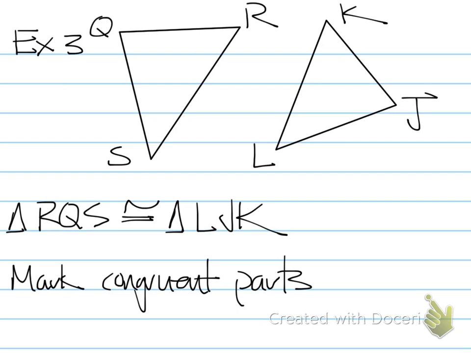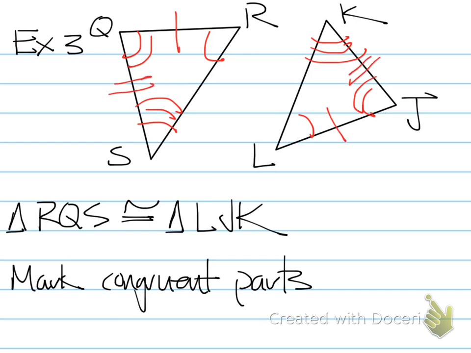And then we just need to mark the congruent parts on this triangle. Angle R is congruent to angle L. Angle Q is congruent to angle J. Angle S is congruent to angle K. Then RQ is congruent to LJ. QS is congruent to JK. And RS is congruent to LK.